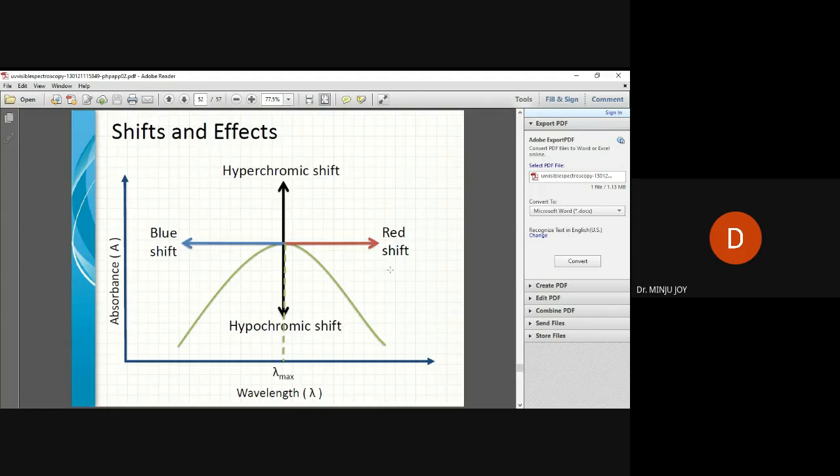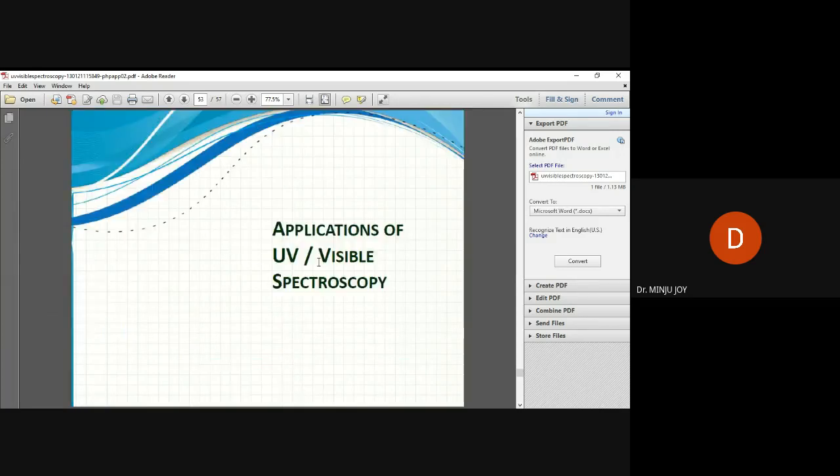So all these effects or shifts can be simply explained from this graph itself. You can see wavelength is there, absorbance is there. If wavelength is shifting to higher region, it is called red shift, or if it is shifting to lower region, towards the blue, that is called blue shift. If the intensity is getting reduced, then it is called hypochromic shift. If intensity is getting increased, it is called hyperchromic effect.